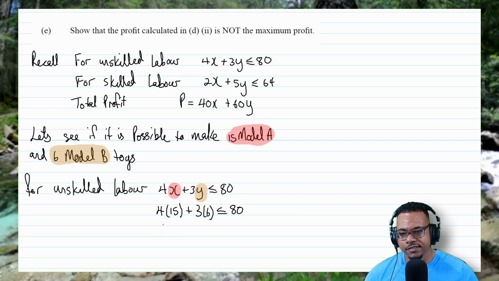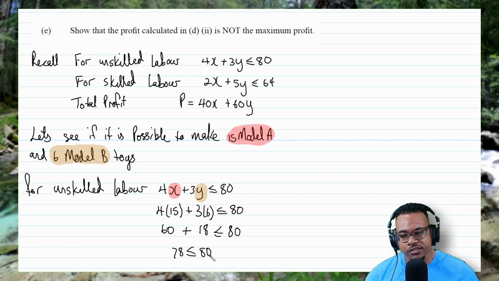So 4 by 15 is 60, plus 6 3s are 18. So let's see if that's less than or equal to 80. All right, so when you add these two together, you're going to get 78, and we haven't crossed 80, all right? So it is possible to make an extra Model B toy using unskilled labor.